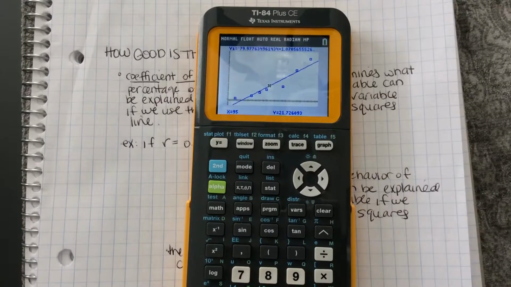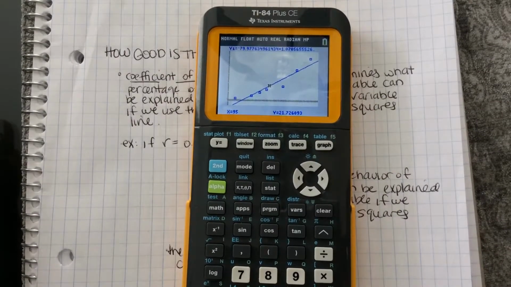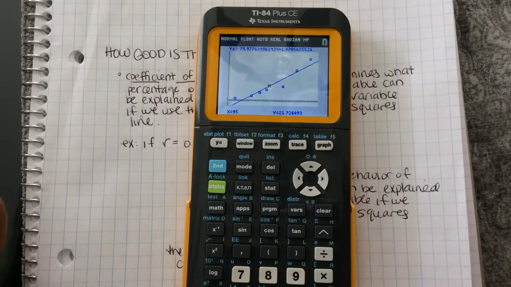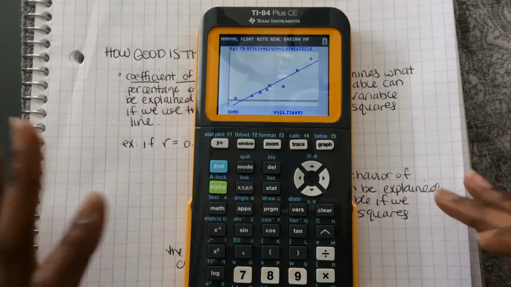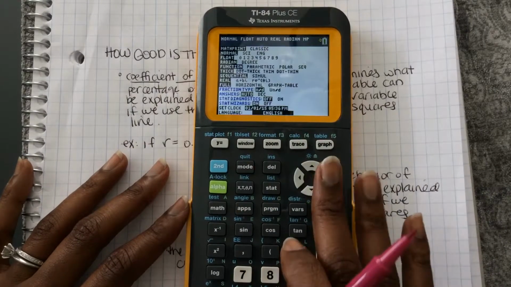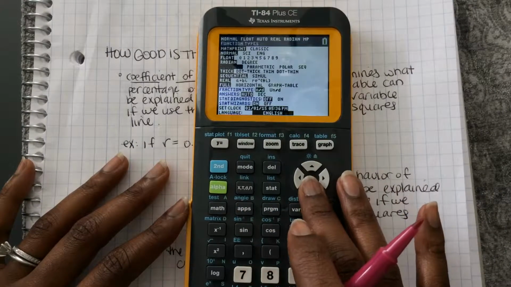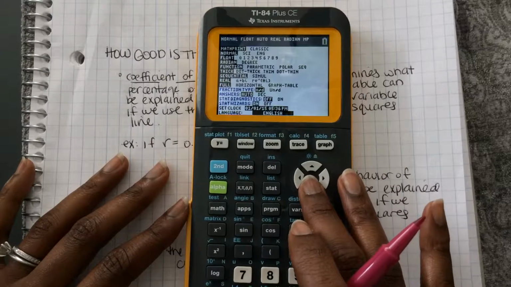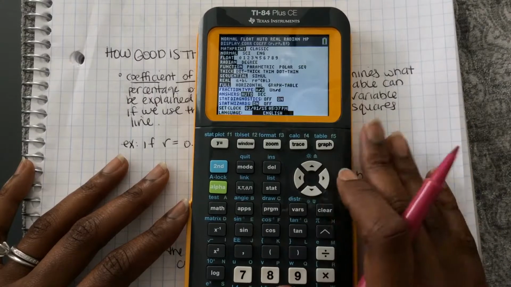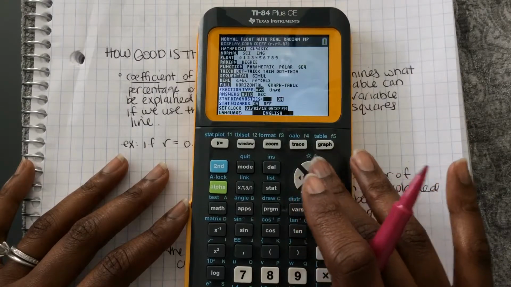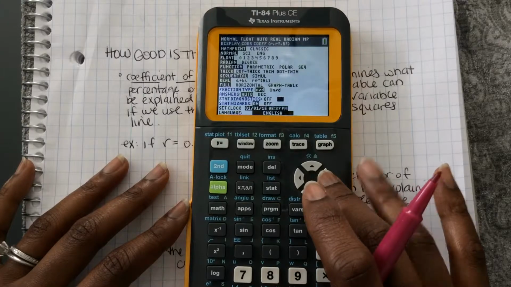I didn't see it anywhere on here. That's because I didn't tell my calculator to find it. So whenever you're doing this data regression, and I probably should have done this from the beginning, but it fits in here, I'm going to click my mode button. And I want to make sure that my stat diagnostics are on. Now they're on instead of off. You always want to make sure this is on when you're doing your regression.